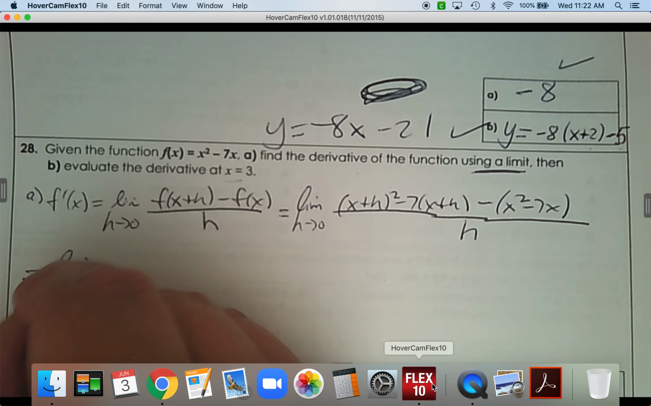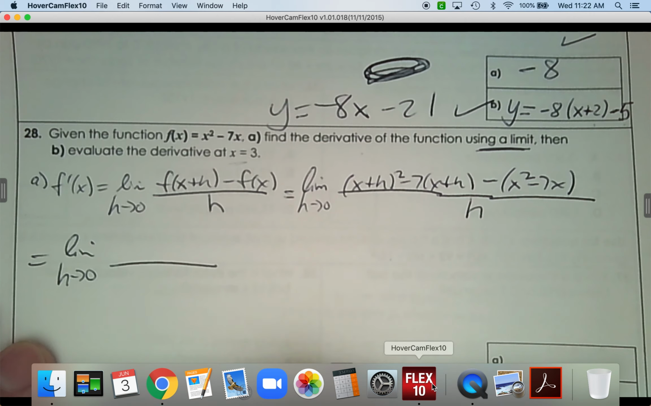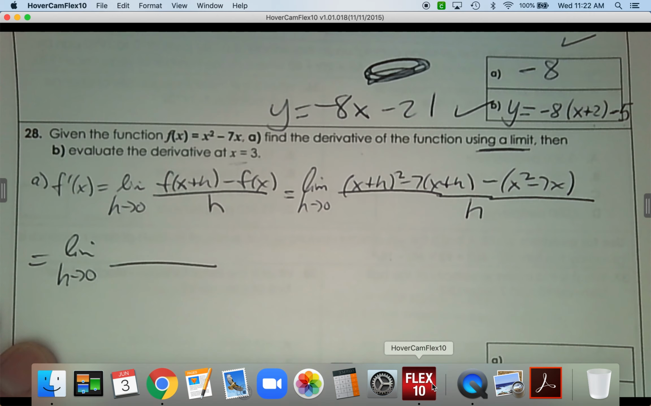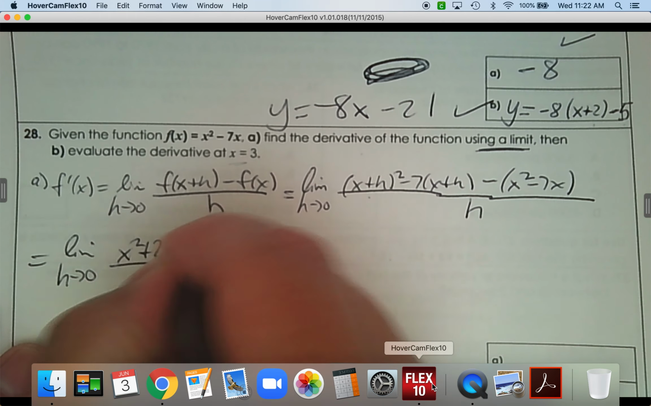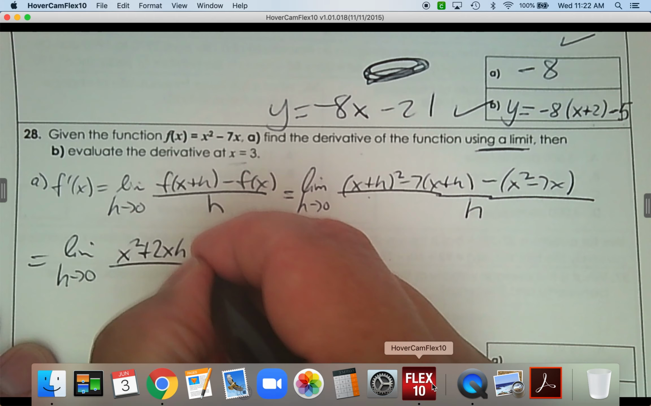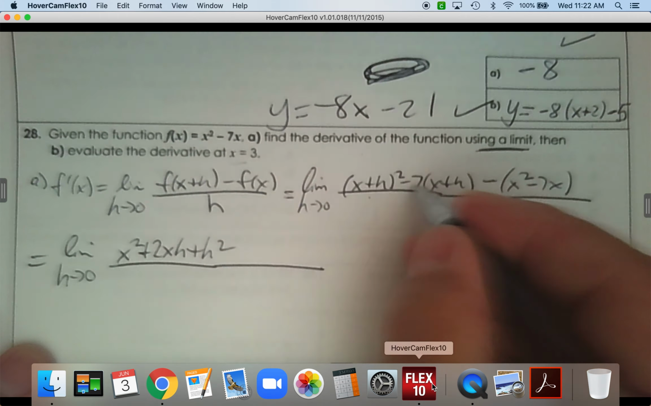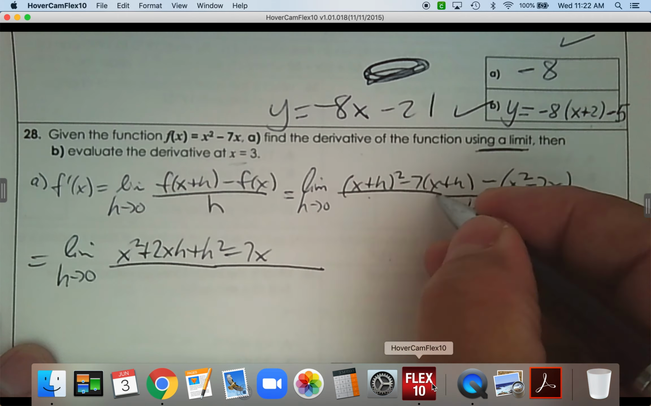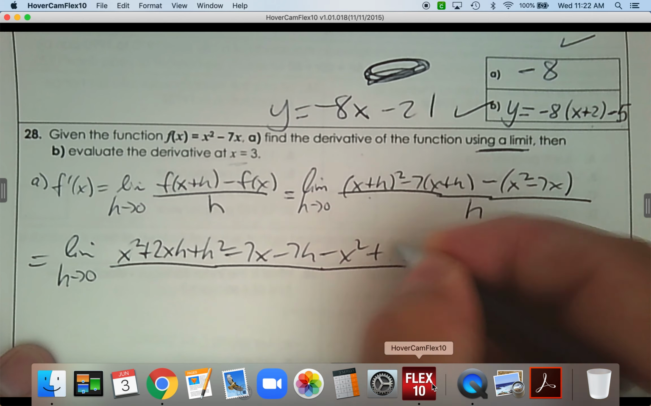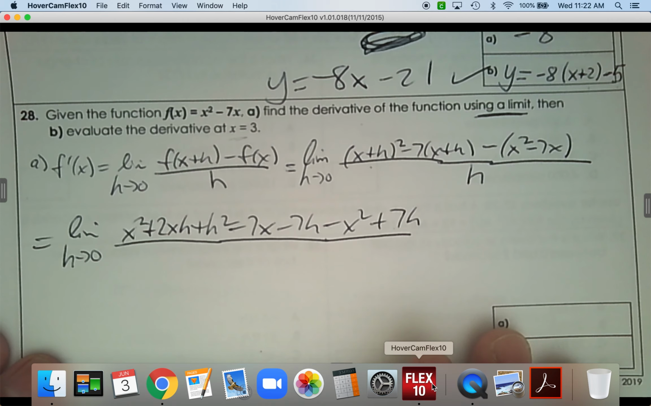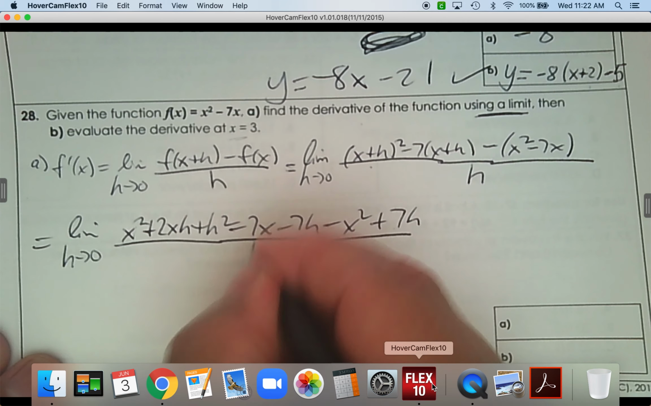I'm going to continue to use the limit definition until I can plug in 0. So I'm going to expand here. That's x squared plus 2xh plus h squared when you expand it. That's minus 7x. That subtracts 7h. That's minus x squared plus 7h. So no parentheses, fully expanded over h.